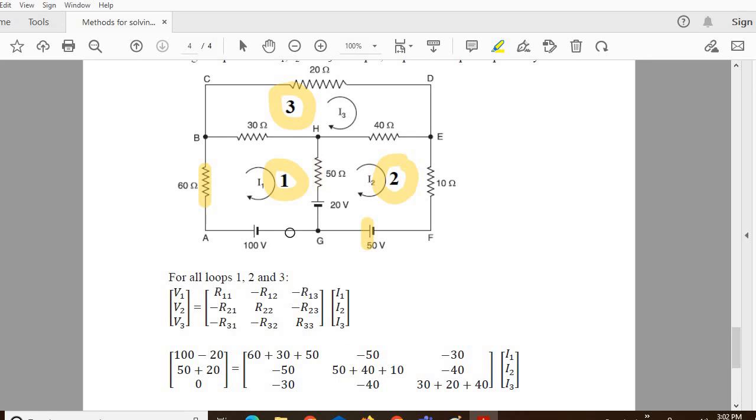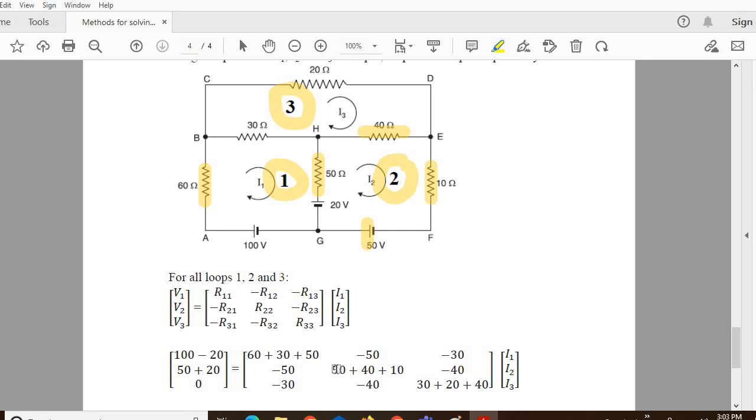Similarly, R13 represents the resistance common to the first and third loop. If you observe, for the first and third loop the common resistance is 30, so I will write it as minus 30, as the non-diagonal elements we take as negative values. R12 is similar to R21, so R21 will be minus 50. R22 is again the summation of all the resistances in the second loop.